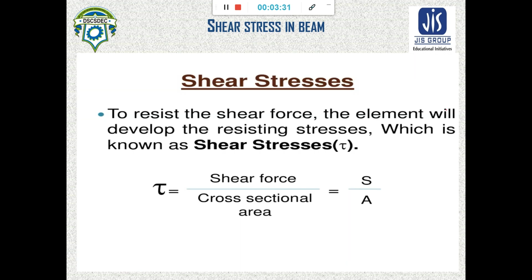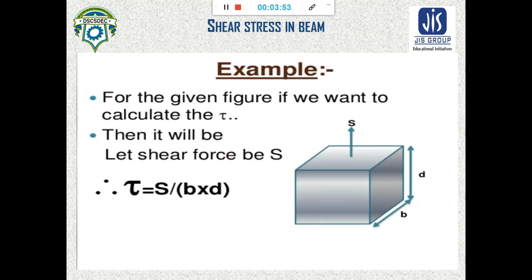So what is shear stress? To resist the shear force, the element will develop some resisting stresses or resisting forces. That force per unit area is known as shear stress, or tau. Shear stress is equal to shear force divided by cross-sectional area, that is S by A. In this figure, the force is acting in the upward direction, but the shear force will act in the transverse direction, parallel to the line of action of the force. That will be the direction of the shear stress.